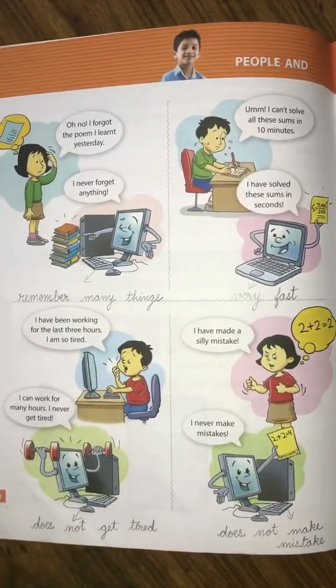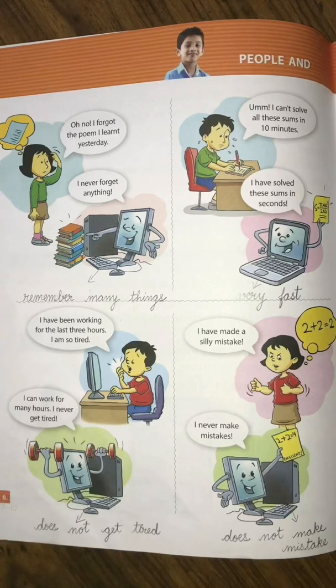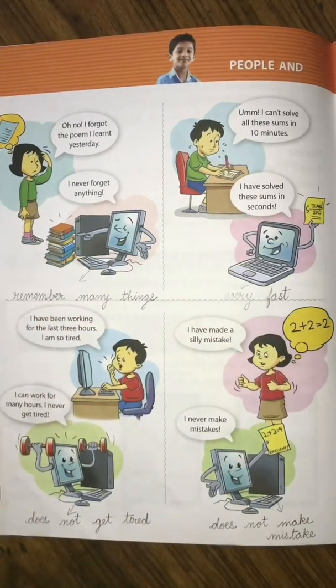People and computer, children. Now in this page, what is given, children? It is given what are the things we can do and computer cannot do, and what are the things computer can do and we cannot do. Just see the first picture, a girl is standing and a computer is there. Now what is the girl saying? Oh no, I forgot the poem I learned yesterday. Now the computer is saying, I never forget anything.